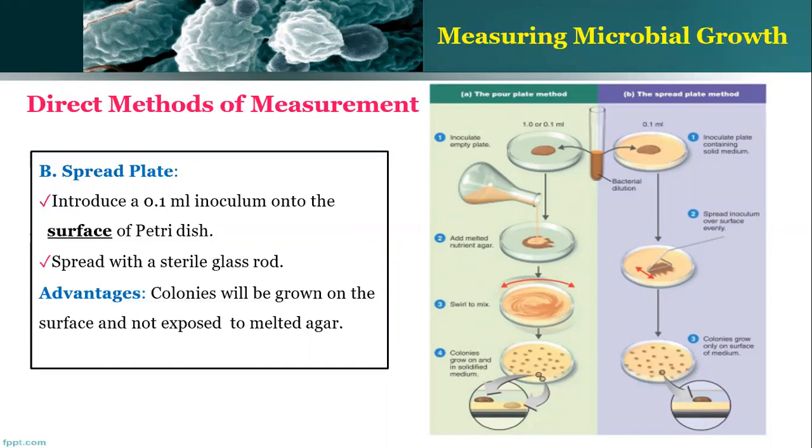In the pour plate method, both surface and subsurface colonies are produced. That is, producing subsurface colonies is the disadvantage of the pour plate method. In the spread plate method, the organisms grow only on the surface. And the advantage of the spread plate is that colonies grow on the surface and are not exposed to the melted agar.